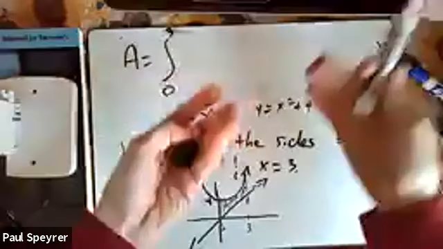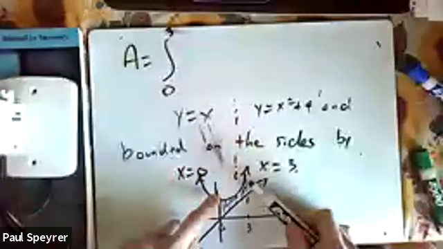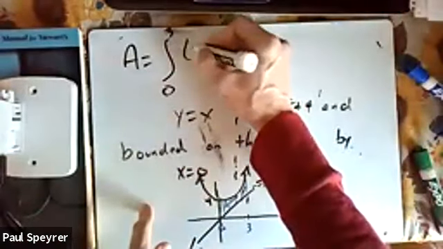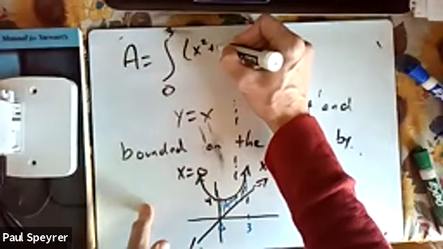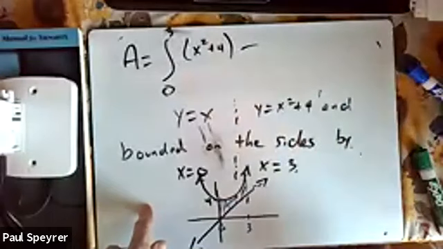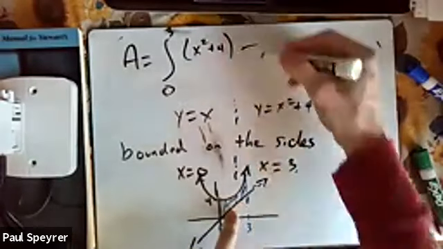Well, the upper curve is obviously the one that's higher up, right? So this one, it's your parabola. It's x squared plus 4. And then minus the bottom curve. Well, the bottom curve is y equals x.